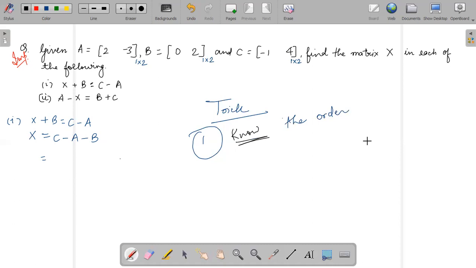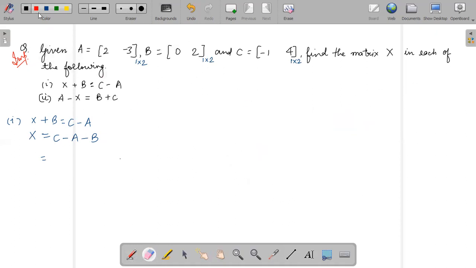You have to investigate the question, the equation, and you have to know the order of the matrix which you are going to find, meaning in our case matrix X. Once you do that, then our job is 90% solved. यही है पहला स्टेप एंड द मोस्ट इंपॉर्टेंट स्टेप.